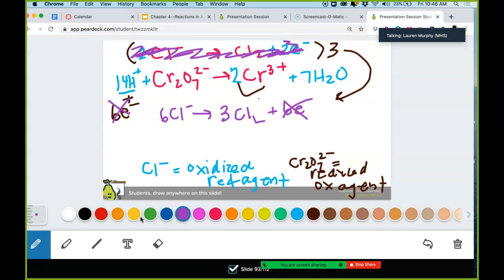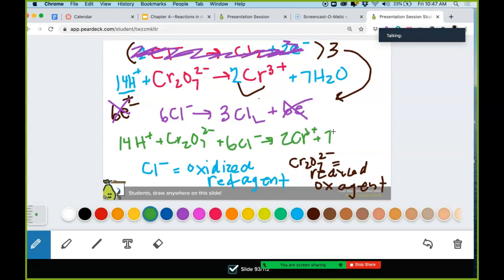And that's pretty much everything that's the same. So I've got to write out what's left over. I have 14 hydrogen ions, I have dichromate ion, I have 6 chloride ions. Those are all reactants. Okay, products: 2 chromium ions, 7 waters right here, and 3 Cl2s. Now everything should work out. So this is my balanced redox reaction.